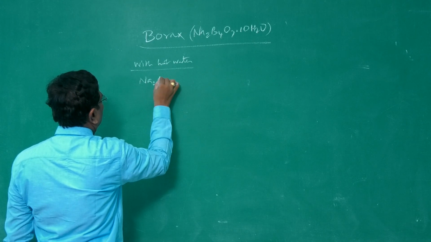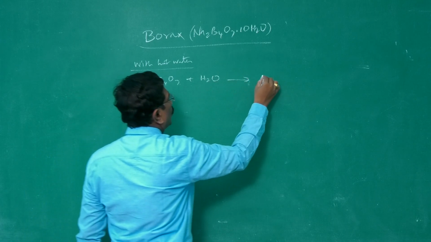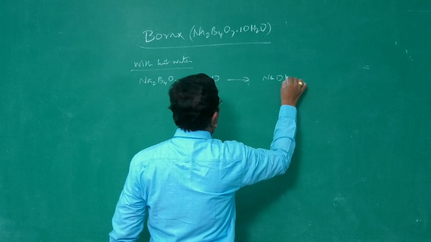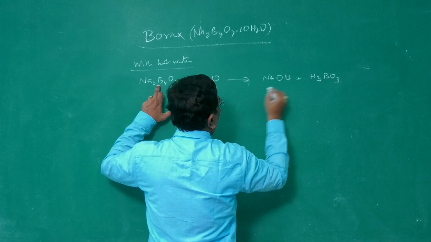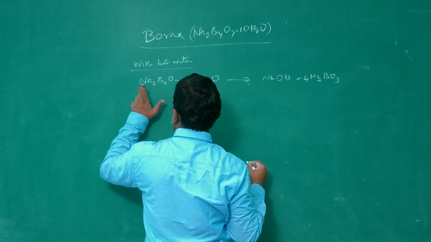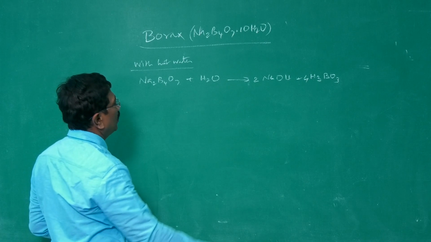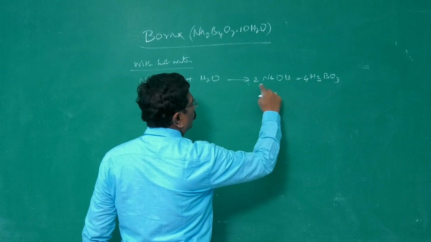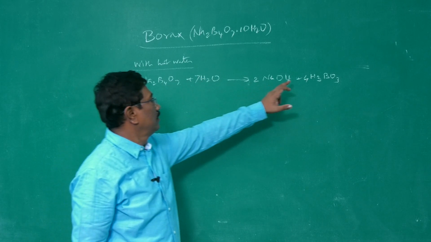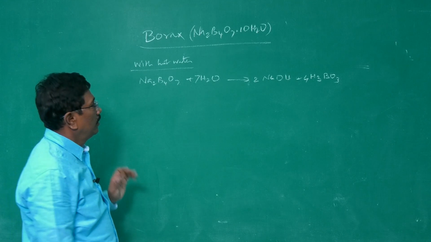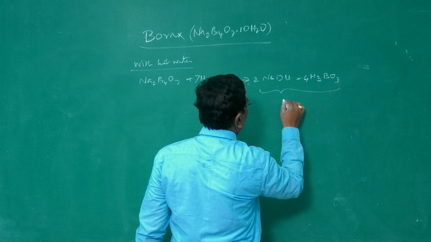When borax is made to react with water, it gives sodium hydroxide. The sodium will give sodium hydroxide, boron will become boric acid. We get 4 boric acid because we have 4 boron atoms. We get 2 sodium hydroxide because we have 2 sodium here. If we count the number of hydrogen atoms, 12 plus 2, 14, therefore 7H2. 7 plus 7, 14 oxygen. So it contains strong base and weak acid. Therefore, the solution is found to be basic.